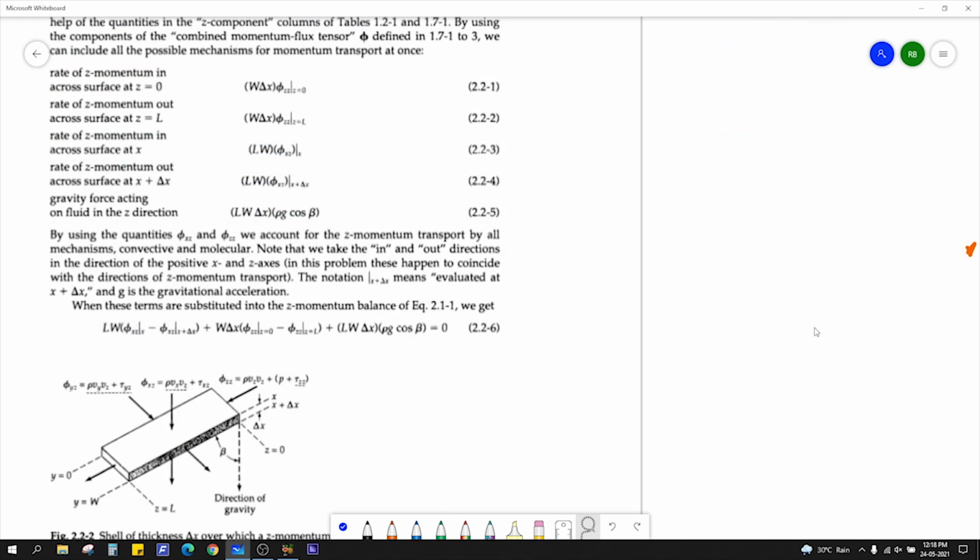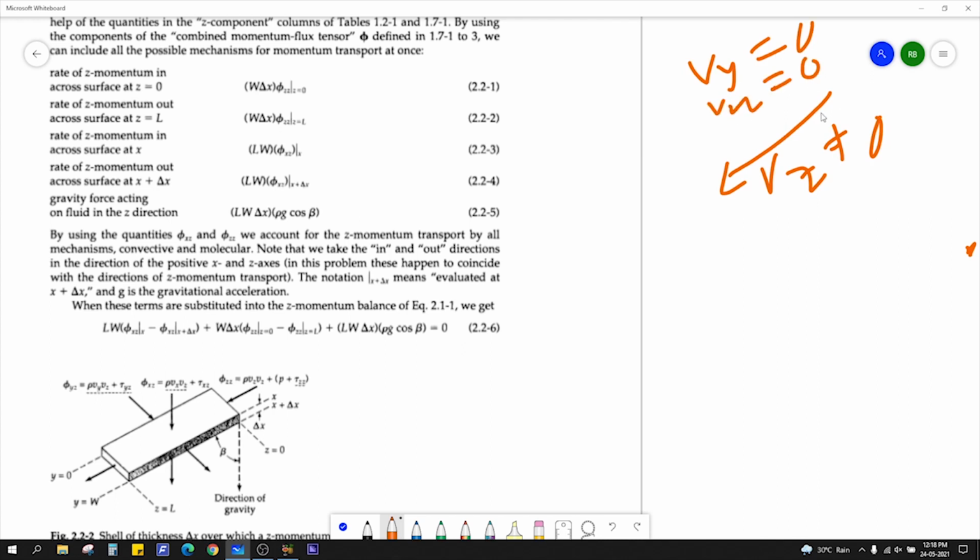You might be wondering why we have taken phi zz and why we have taken phi xz. Remember the first step: you have to first determine the non-vanishing velocity. I told you the flow is only in this direction. Vz is not 0, and only Vy and Vx are equal to 0. So you have to consider only those terms which have z in the second index. The first index can be x, y, or z.